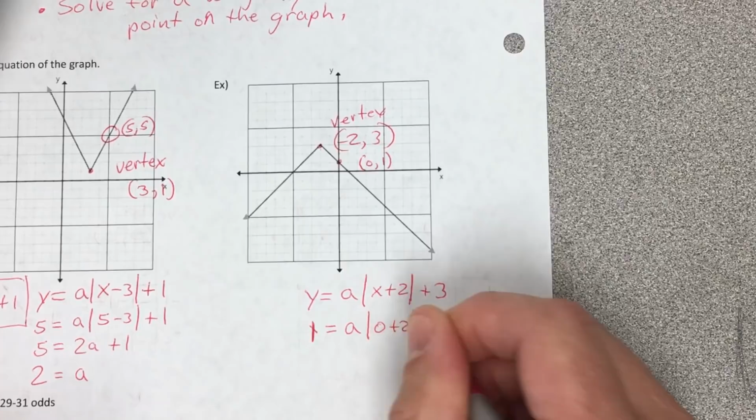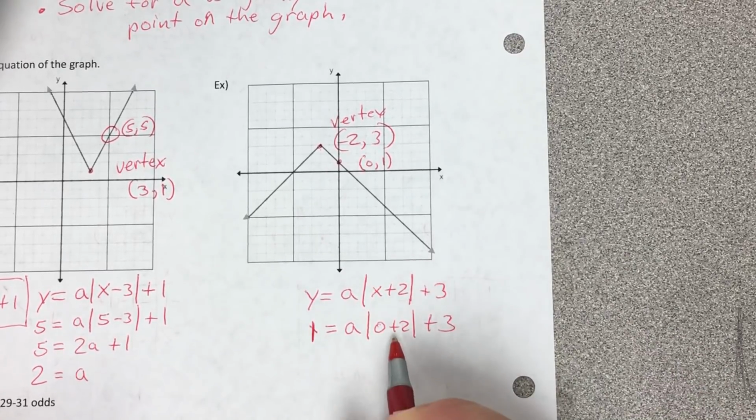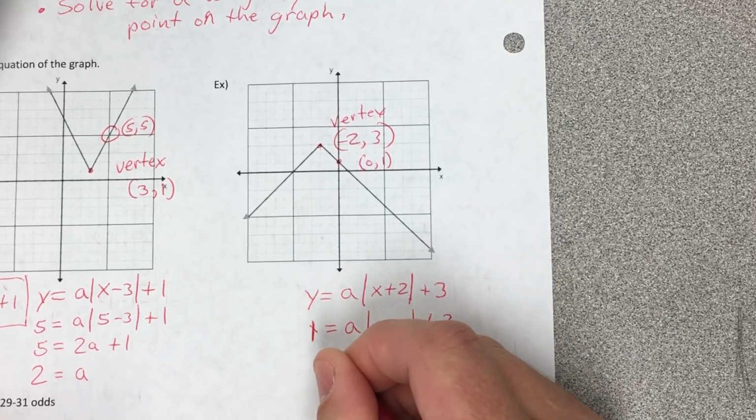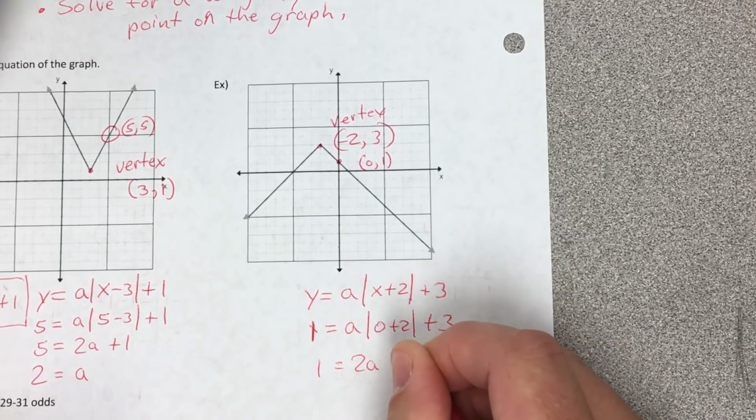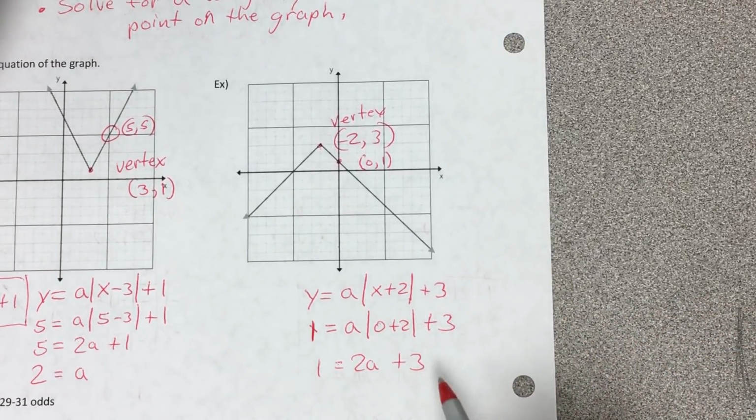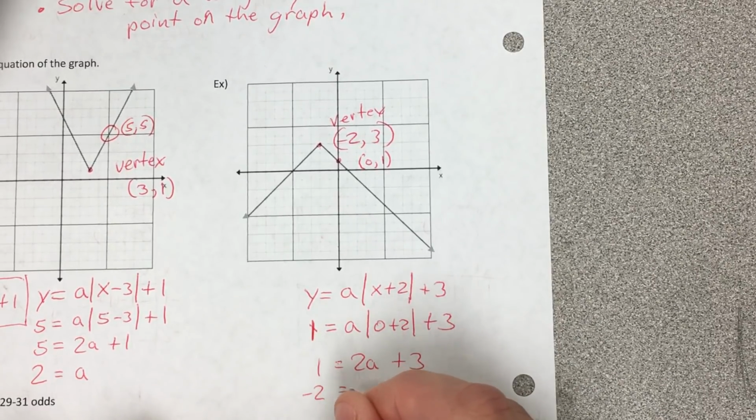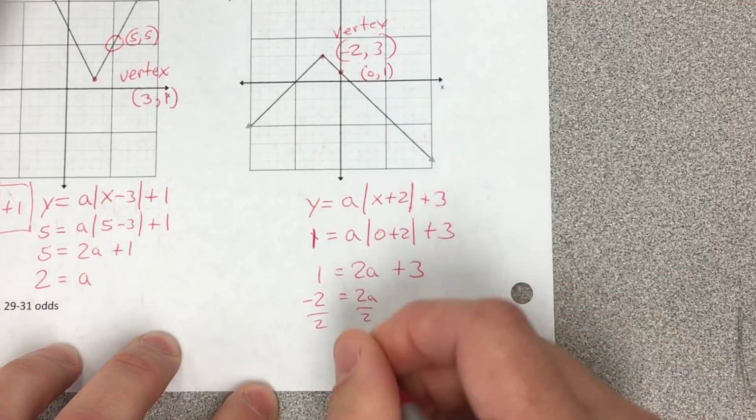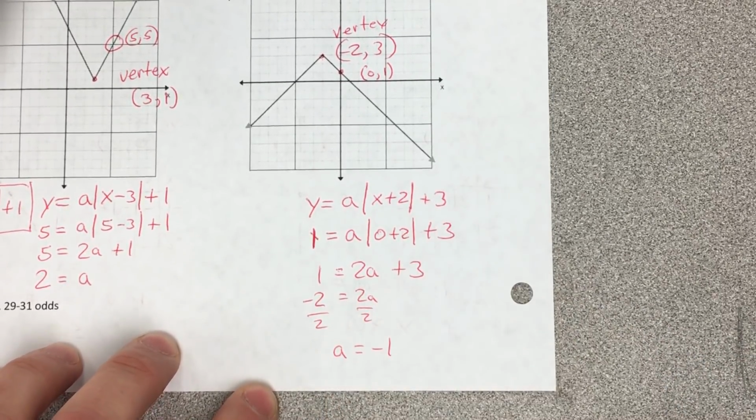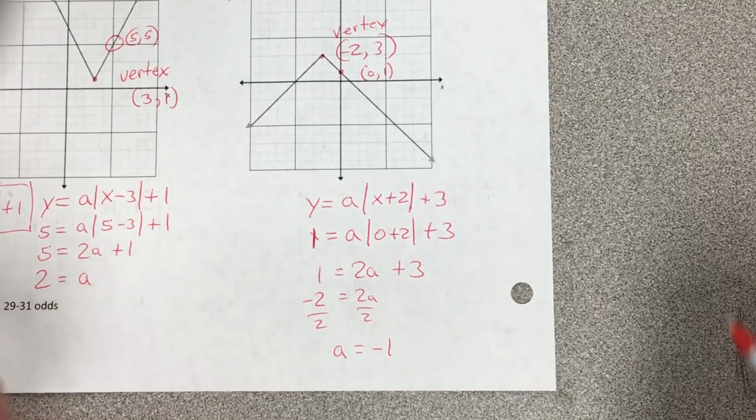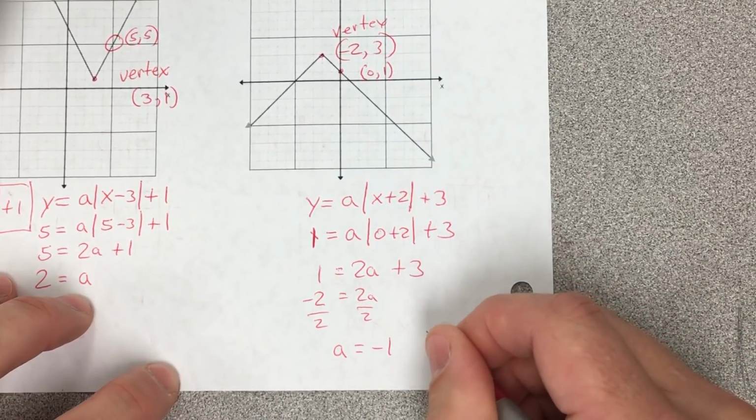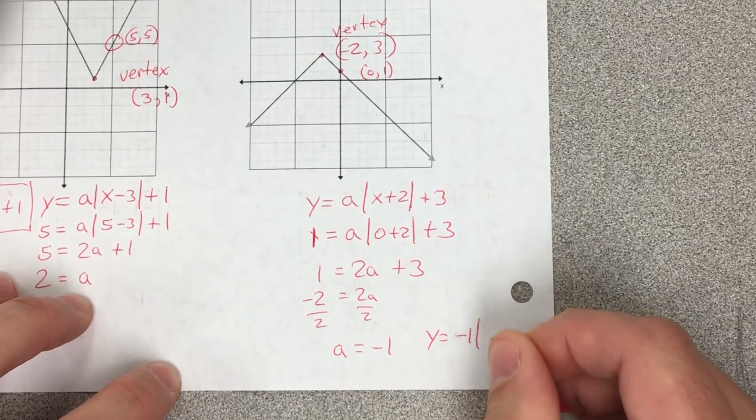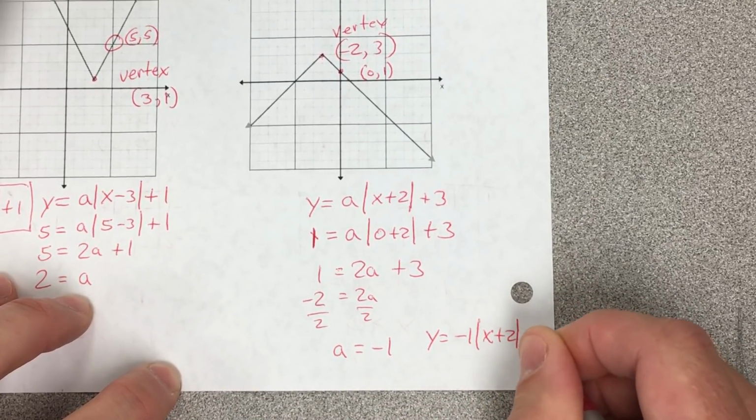X is 0. 0 plus 2 is 2. Absolute value of 2 is 2. 2 times a is what we're left with there. Subtract that 3 over, you'll get -2. Divide by 2, and a is equal to -1. So when you rewrite this, you're going to write y equals -1, absolute value, x plus 2, plus 3.